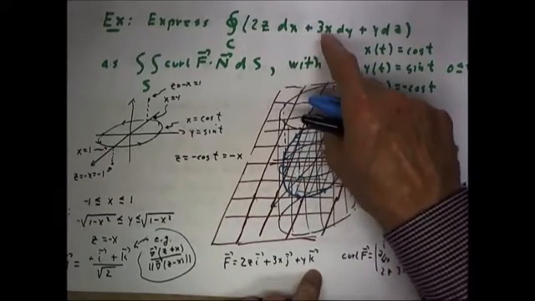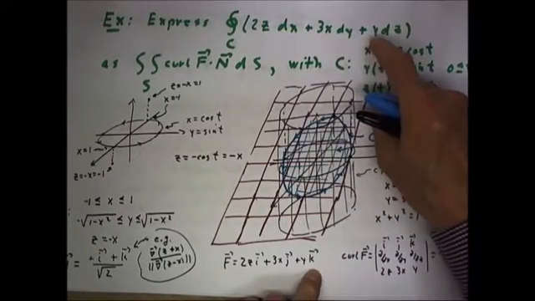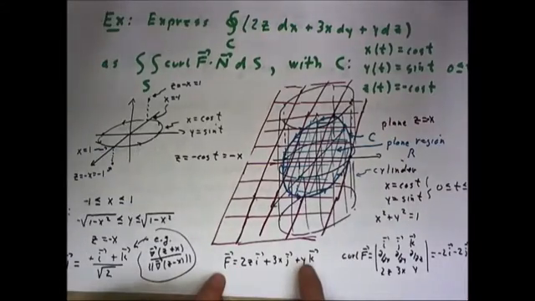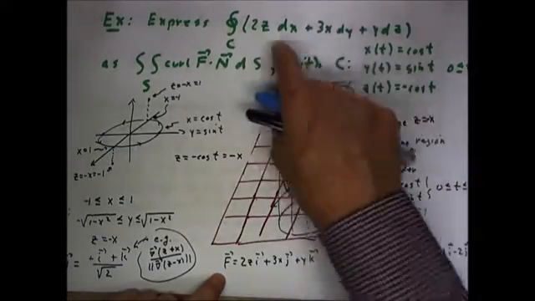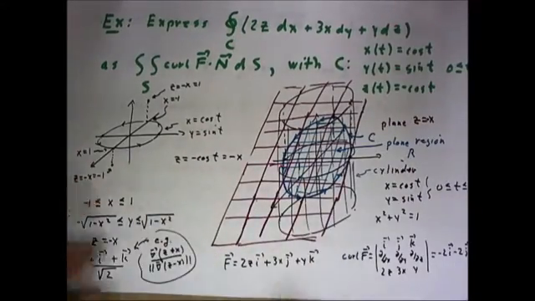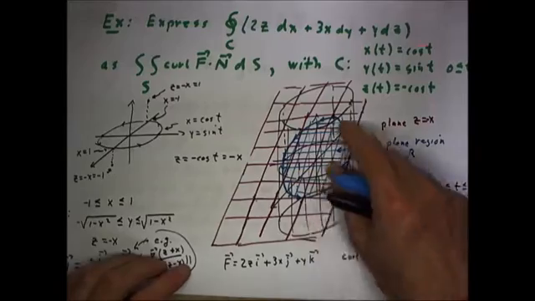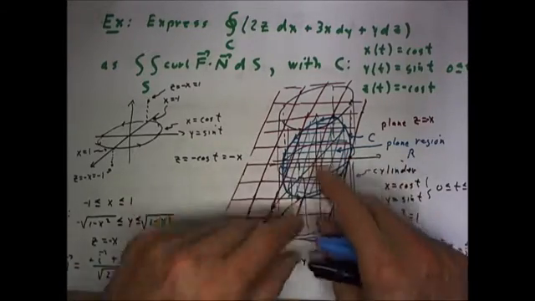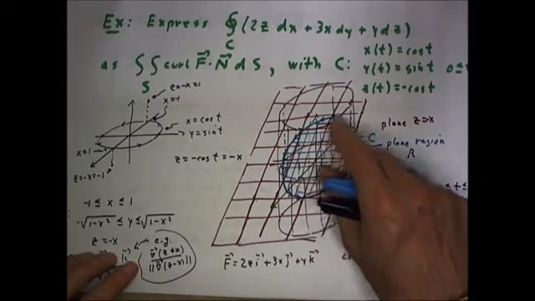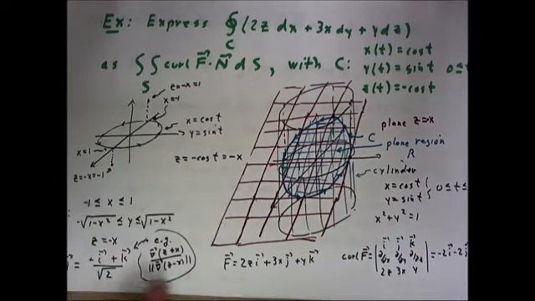m is the coefficient of dx, n is the coefficient of dy, and p the coefficient of dz. So our f function is this, so that this integral with this curve gives us all of this. The curve is this ellipse, so we take the surface to be the interior of this ellipse, the plane interior of the ellipse with this normal vector.